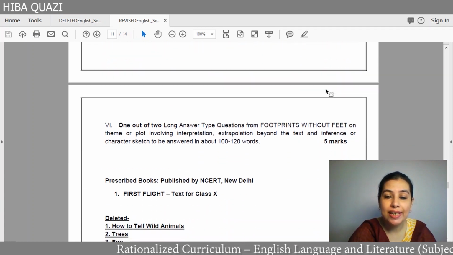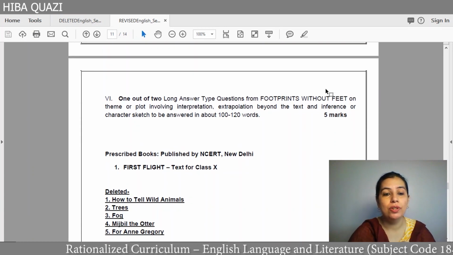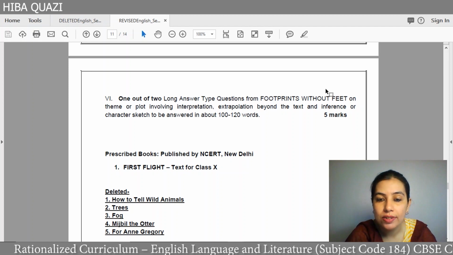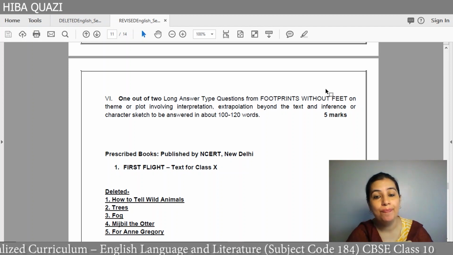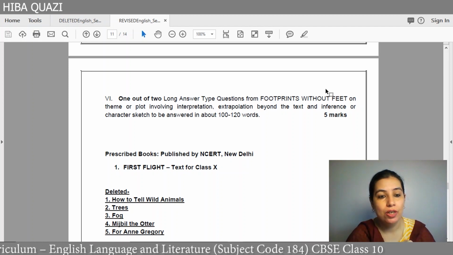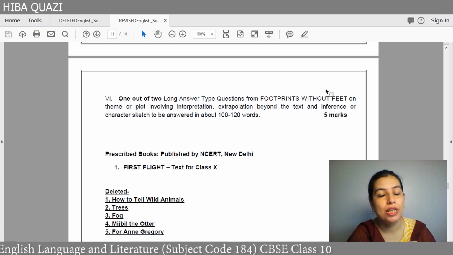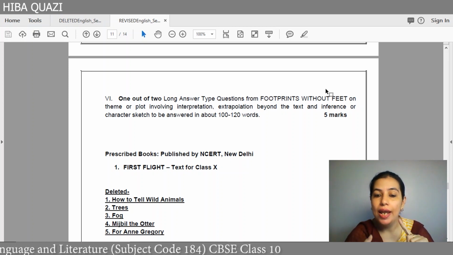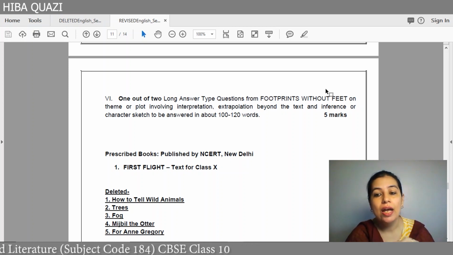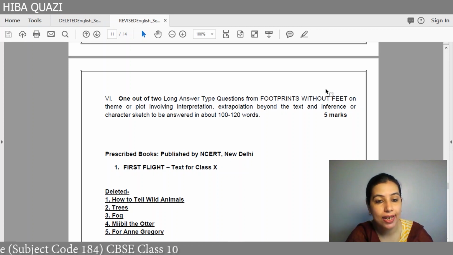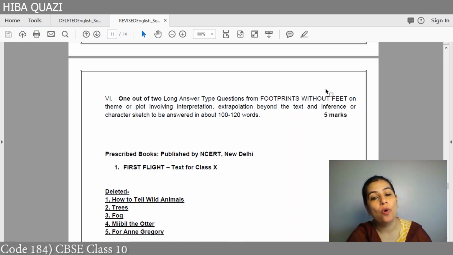Now question number 6, again a long answer question. 1 out of 2 long answer type questions. Now this time from Footprints Without Feet on theme or plot involving interpretation, extrapolation beyond the text, and inference or character sketch to be answered in 100 or 120 words.